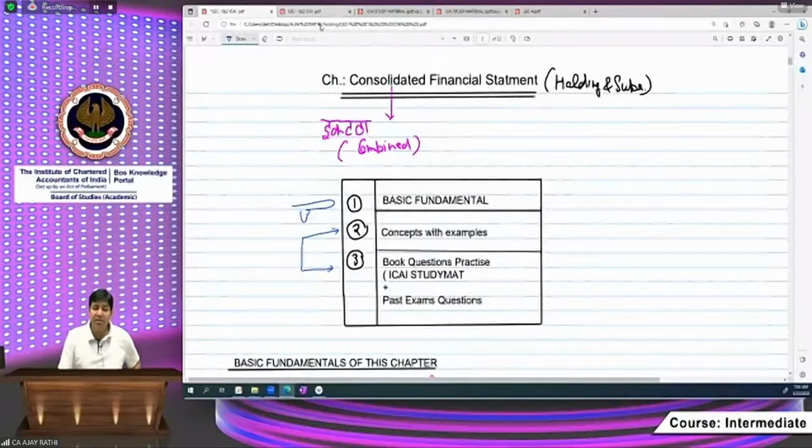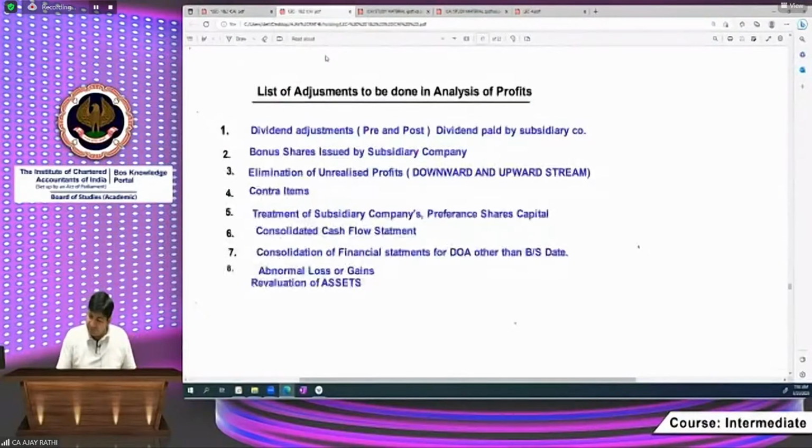In this case, up to the last session, we have covered the adjustment regarding dividend, adjustment regarding abnormal loss, and also regarding bonus. These adjustments we have already covered. And date of acquisition other than balance sheet date has also been covered. Okay. And one more thing is there. We need to cover these 2 more things.